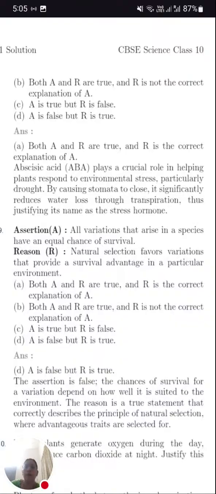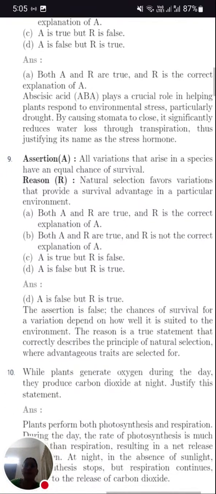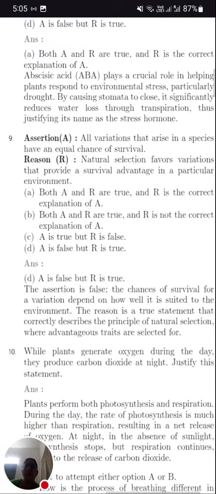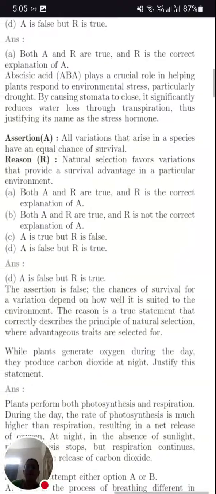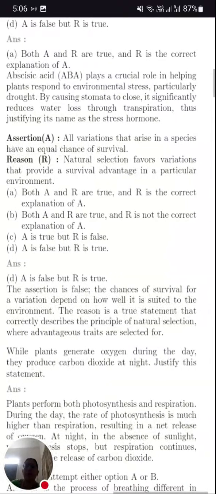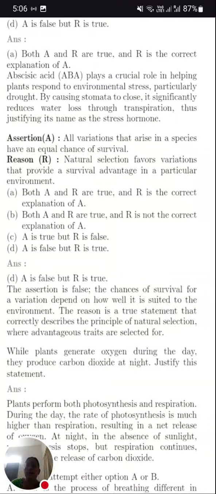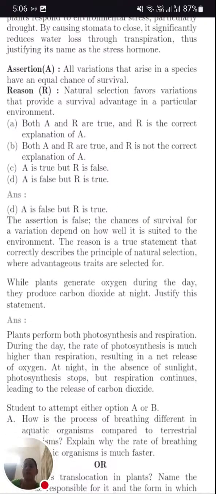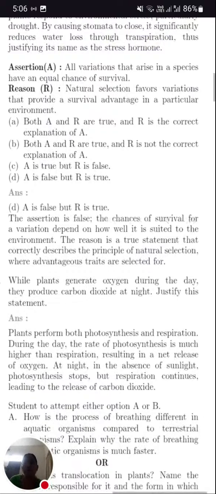So the answer is D. A is false, R is true. Assertion is false. Chances of survival of a variation depend on how well it is suited to the environment. The reason statement correctly describes the principle of natural selection. Natural selection was given by Darwin. That also can be one of the MCQs.